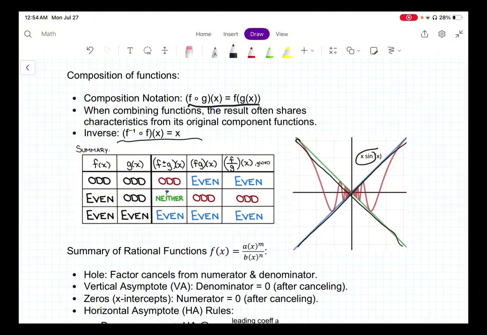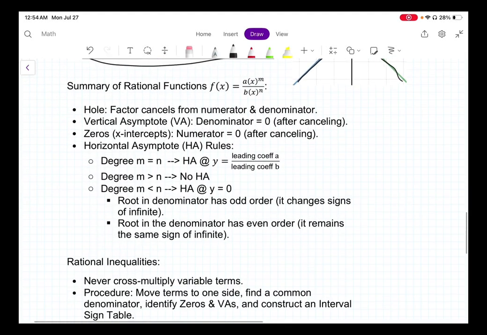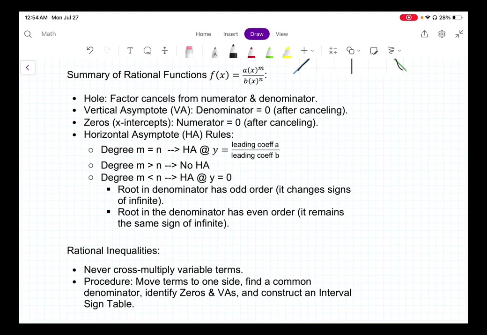It is also important to note that functions will change to even or odd depending on how they are combined and with what function. And the changes are outlined in this summary chart here. Next, we have rational functions, which follow the general form of f of x equals ax to the m over bx to the n. The key to analyzing them is factoring both the numerator and denominator completely right at the start.